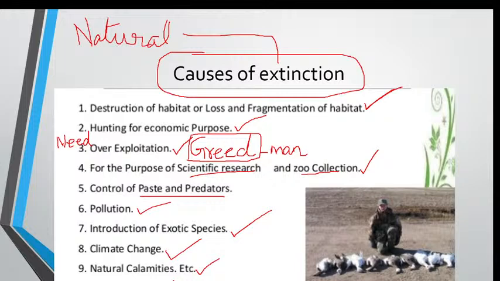So with this I conclude today's session, which was about wildlife conservation and management.